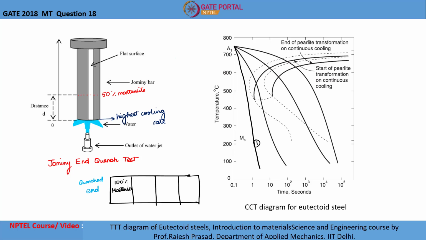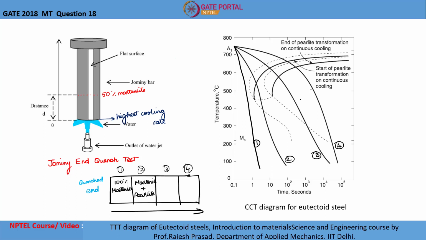As we know in the CCT diagram, this curve represents the start of pearlite transformation, and this curve represents the end of pearlite transformation on continuous cooling. As the cooling rate decreases below the critical cooling rate, pearlite starts forming, and on complete transformation, the microstructure for the second cooling curve will have both martensite and pearlite. And on moving further from the quenched end, the cooling rate further decreases and the curve goes beyond the end of pearlitic transformation. So both the curves 3 and 4 will have 100% pearlite.